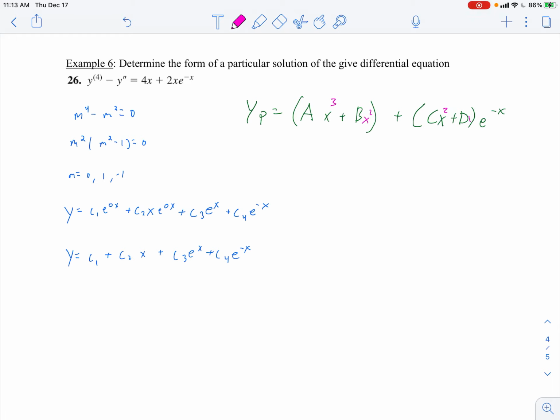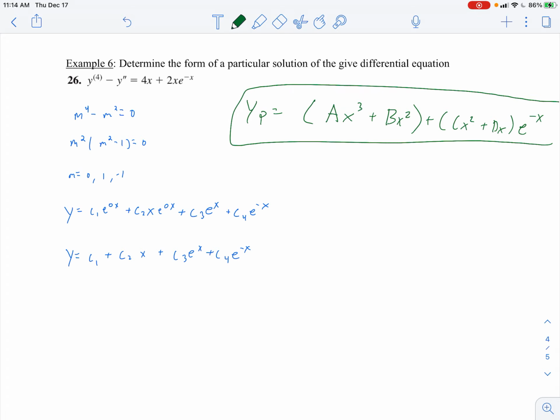And so, what I would do to write this out and keep everything, I'm just going to erase this whole thing and then write out what it would be. It would be y sub p is going to be ax cubed plus bx squared plus cx squared plus dx times e to the negative x. And that takes care of everything. Because I already have a linear, so I had to make sure that I multiply that by an x squared. I already had an e to the negative x, so multiply that by x. All right.